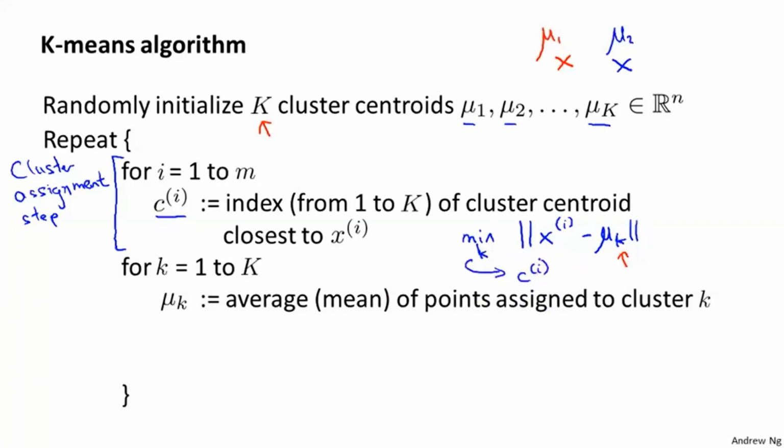And by convention, here I've written the distance between xi and the cluster centroid, but people actually tend to write this as the squared distance. So we think of ci as picking the cluster centroid with the smallest squared distance to my training example xi. Of course, minimizing squared distance and minimizing the distance should give you the same value of ci, but we usually put in the square just as a convention for k-means. So that was the cluster assignment step.